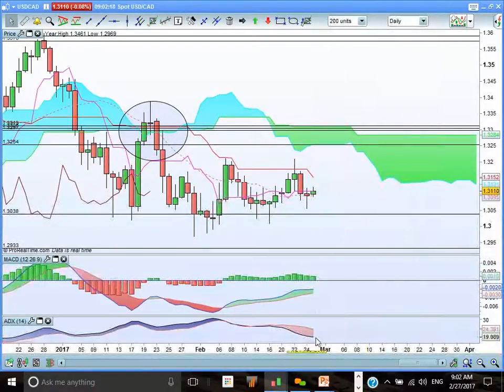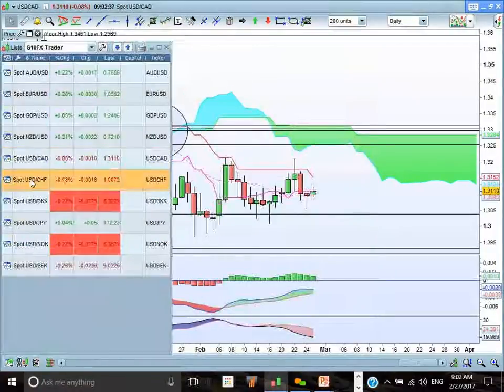We've got the ADX indicator indicating a very weak trend at the moment, but we've had a MACD buy signal, so it's grinding a little bit sideways to higher, with the potential for a rally up to the bottom end of the cloud, where we should see some resistance come into play.